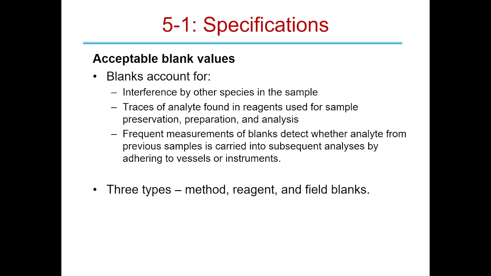So the acceptable blank values, blanks are going to account for interferences by other species in the sample, traces of analyte found in reagents used for sample preservation, preparation, and analysis. Notice oftentimes you will not be able to do a test immediately on large scales, especially in factories and stuff. And so you will have to have some sort of preservation as well, okay?